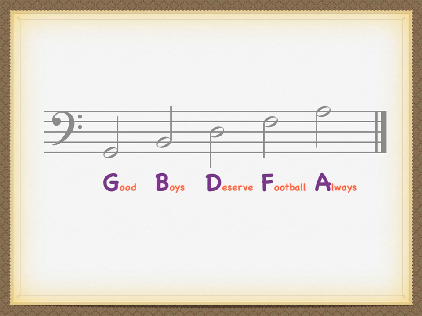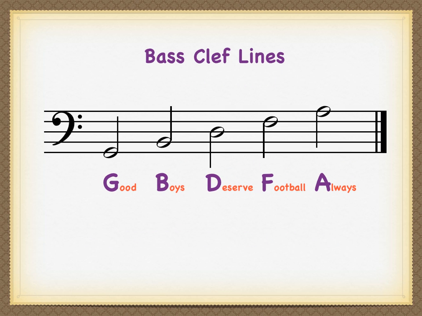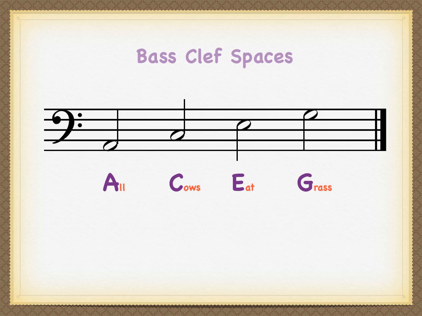For the notes on the lines, remember this rhyme: good boys deserve football always. Taking the first letter of each word, we can see that in the bass clef the notes on the lines from the bottom of the stave to the top are G, B, D, F and A. For the notes in the spaces in the bass clef, use this rhyme to help you remember their names. All cows eat grass, or A, C, E and G.